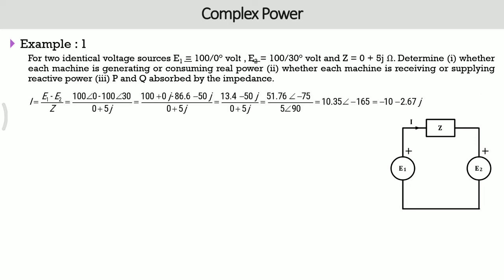Okay, now first of all find the current flowing through the circuit. So the equation of current I, according to its direction, is equal to E1 minus E2 upon Z. Put in all the values given in the statement, E1, E2 and Z, and at the end we can find the current.